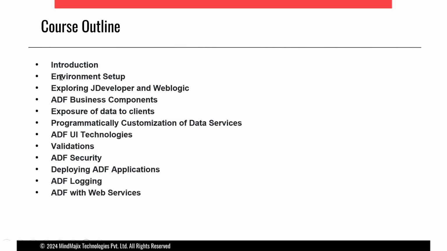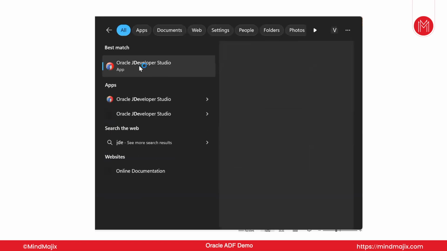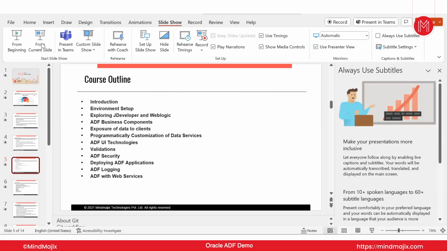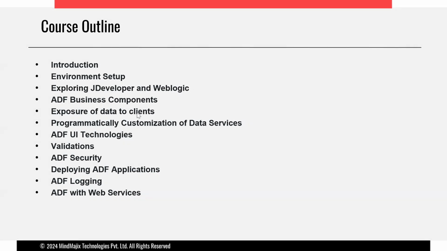Coming to the environment setup, we need Java to build. This particular Java version needs to be installed on your PC along with JDeveloper and WebLogic server. I will show you what JDeveloper is, how it looks. This is called the Oracle JDeveloper application. We can download this from Google. We will provide the software drive link also.